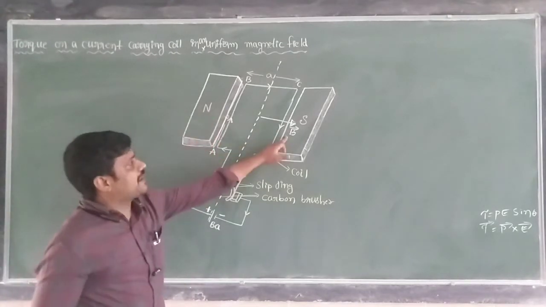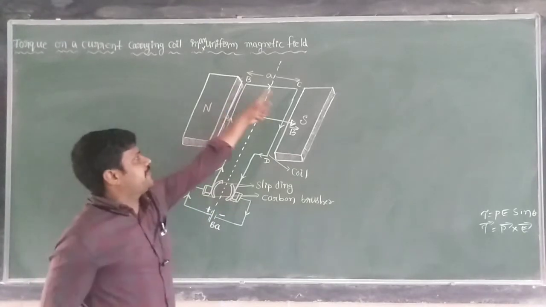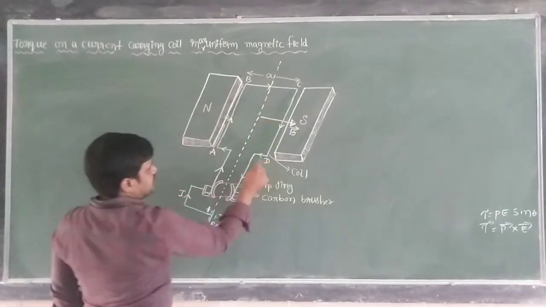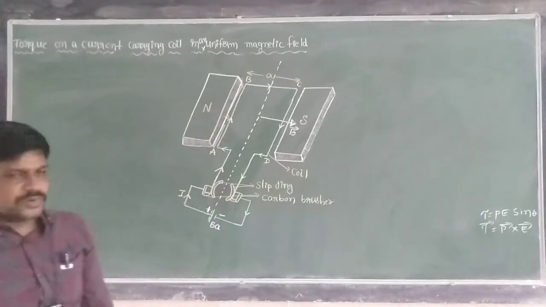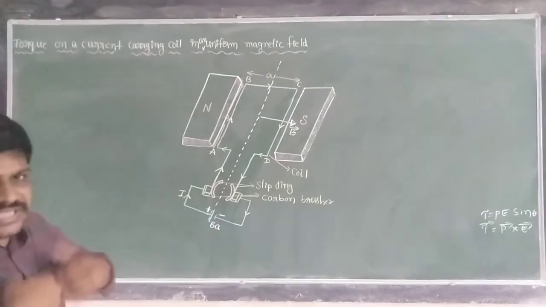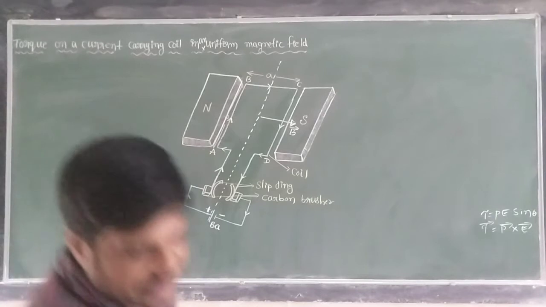Inside this uniform magnetic field, there is an arrangement of the current carrying coil ABCD. Current is flowing from A to B, B to C, C to D, and D to A. The arrangement is like this. Right. Now, sir, how is the magnetic field going to generate here? Let me see.